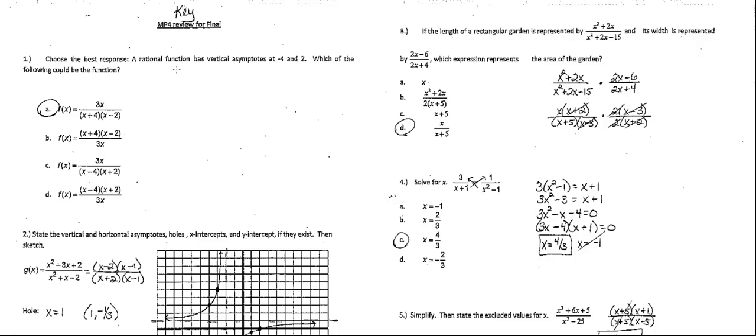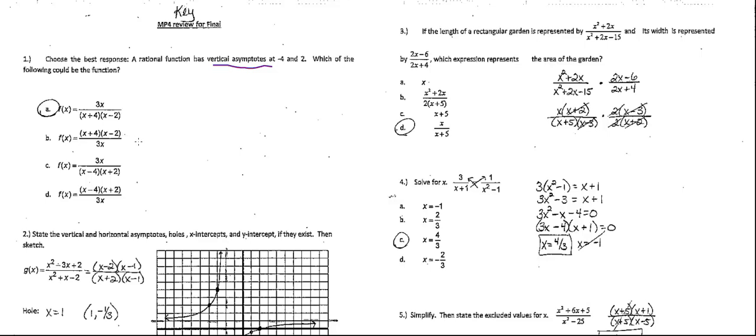So here they want to have a rational function that has vertical asymptotes at -4 and 2. So remember that vertical asymptotes come from excluded values after the expression's been simplified. So all these are simplified already. So all we got to find is the excluded values. Remember, excluded values are values for the variable that would make the denominator equal 0.